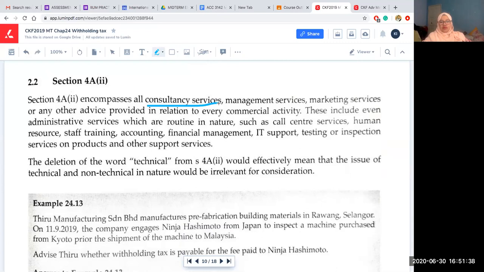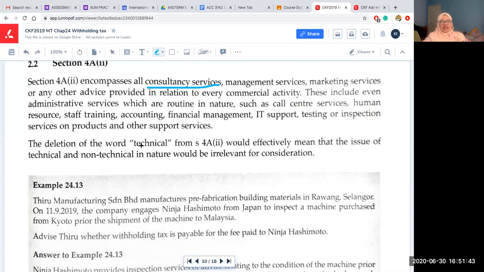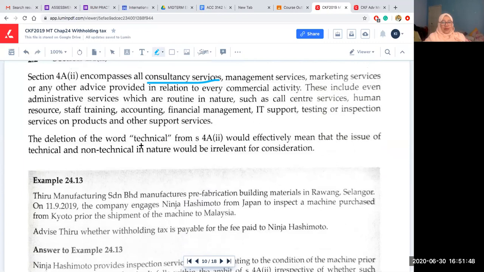Yeah. The deletion of the word technical would effectively mean that the issue of technical and non-technical in nature would be irrelevant. Right, last time kata technical je, so kalau non-technical tak apa. So now when they remove the technical, so the base is wider lah. Because it includes technical and non-technical. Pandai kan government.